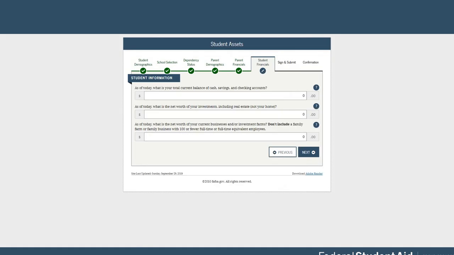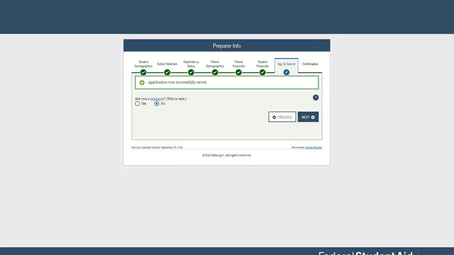As of today, what is your total current balance of cash, savings, and checking accounts? As of today, what is the net worth of your investments, including real estate, not your home? And as of today, what is the net worth of your current business and or investment farms? Again, as with the parent section, don't include a family farm or family business with 100 or fewer full-time employees. And probably if you are a student in high school, it's not likely that you have a business that has 100 or more employees. Next screen.